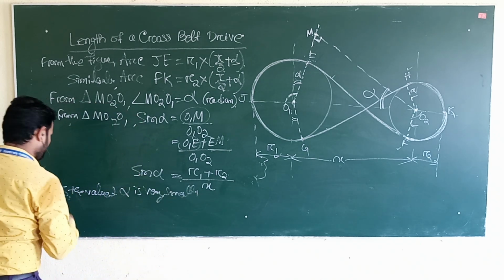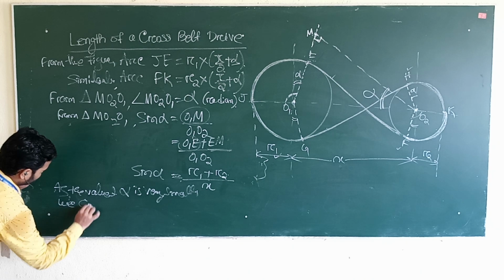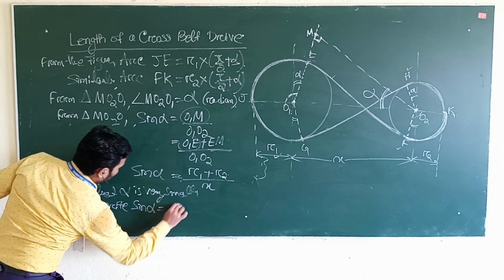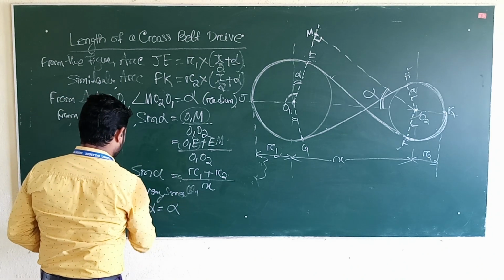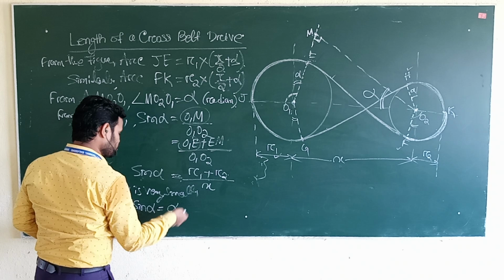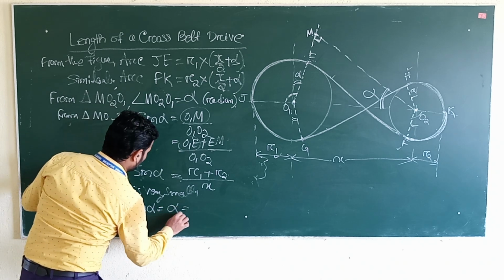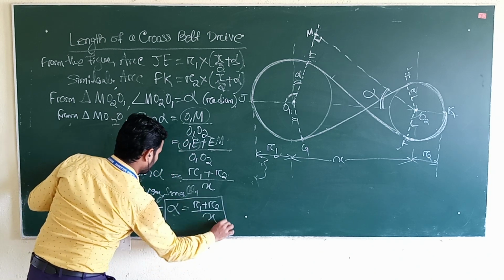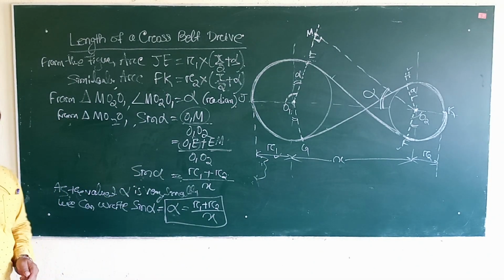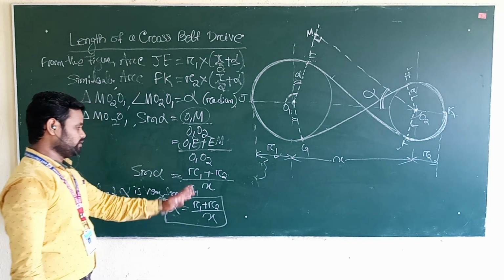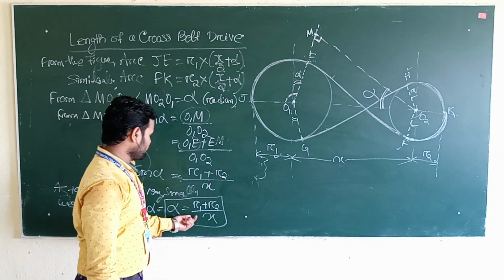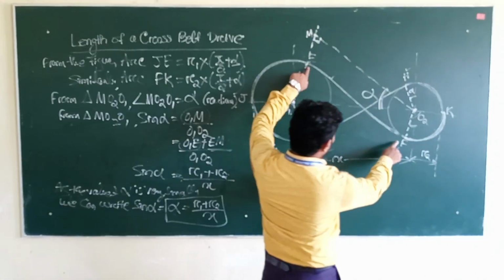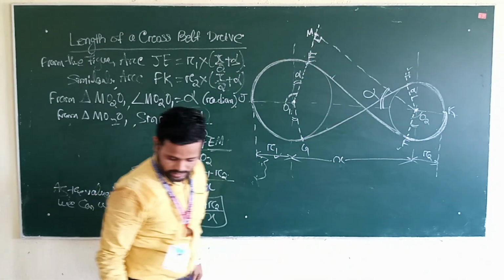As the value of alpha is very small, we can write sin alpha equal to alpha. So sin alpha equal to alpha equal to R1 plus R2 by x. So alpha equal to R1 plus R2 divided by x. We will remember this. We will apply it in the next topic. So alpha equal to R1 plus R2 by x. Now we will calculate the length of EF. What is the length of EF?